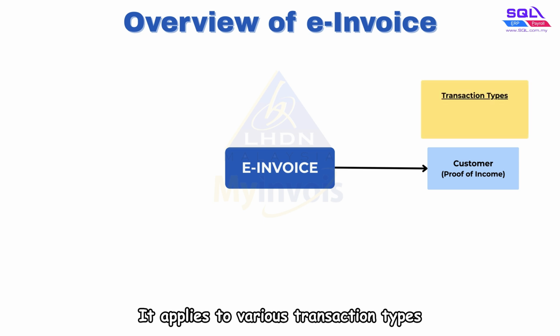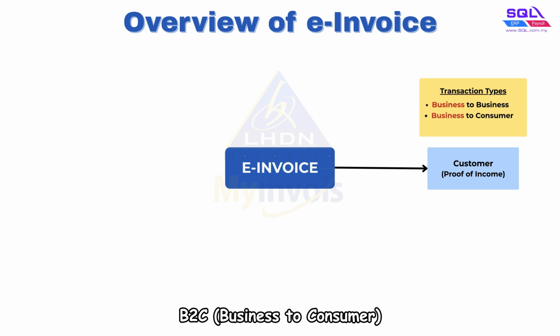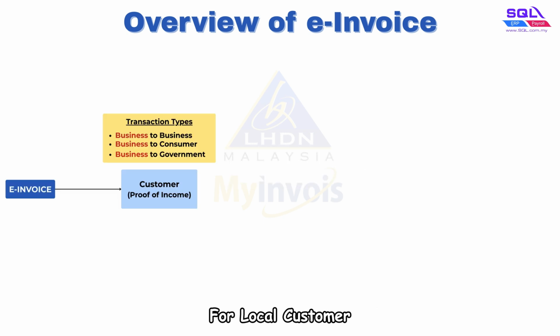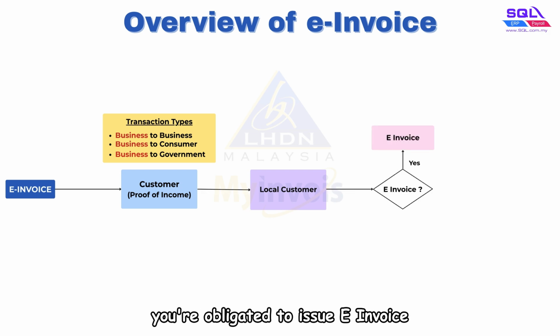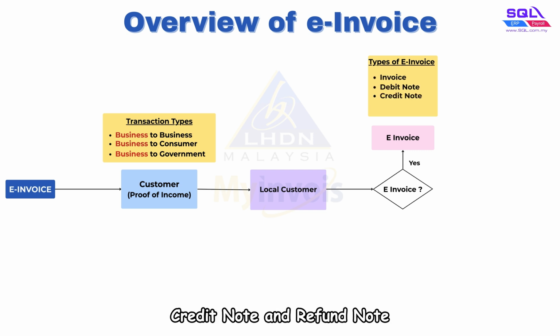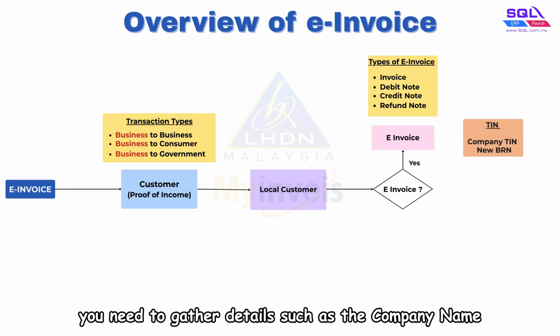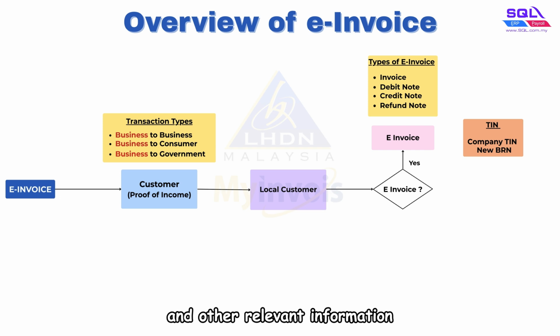It applies to various transaction types: business to business, business to consumer, business to government. For local customers, if the customer requires an e-Invoice, you're obligated to issue an e-Invoice. There are 4 types of e-Invoice such as invoice, debit note, credit note, and refund note. To issue an e-Invoice, you need to gather details such as the company name, tax identification number, new business registration number, and other relevant information.